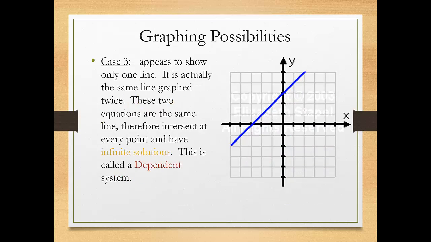Last case, case three, appears to show only one line, but it is actually the same line graphed twice. These two equations are the same line, therefore they intersect at every point and have infinite solutions. This is called a dependent system. So when you have a dependent system, dependent systems have infinite solutions.